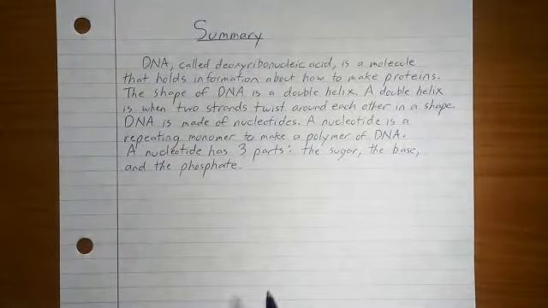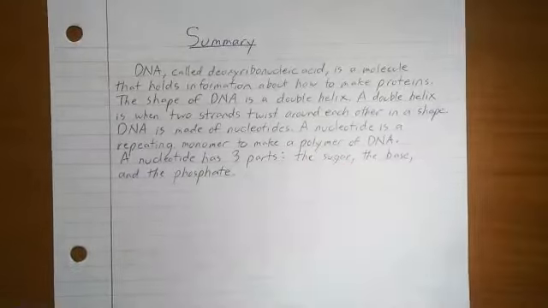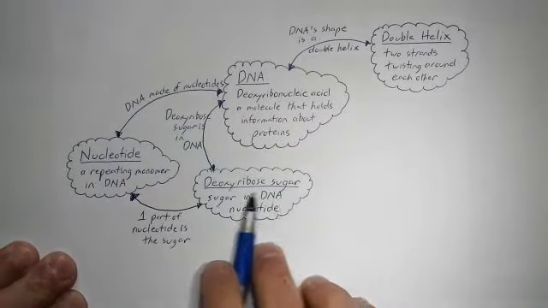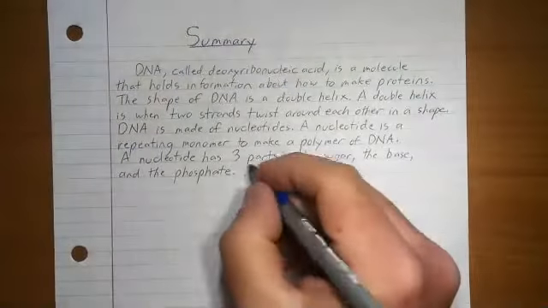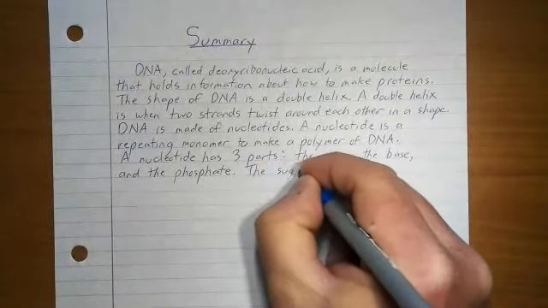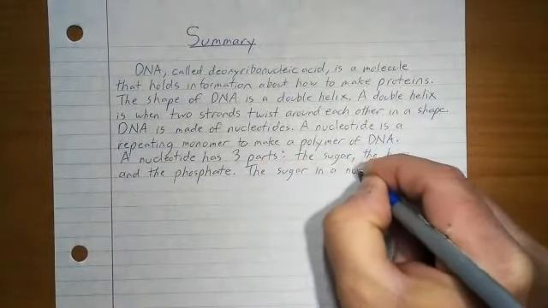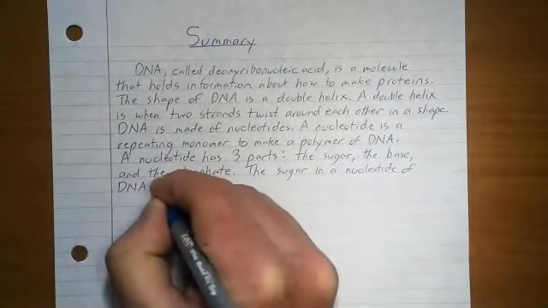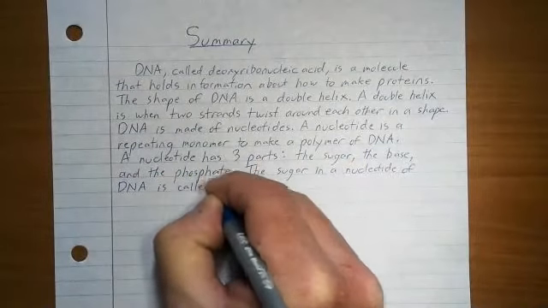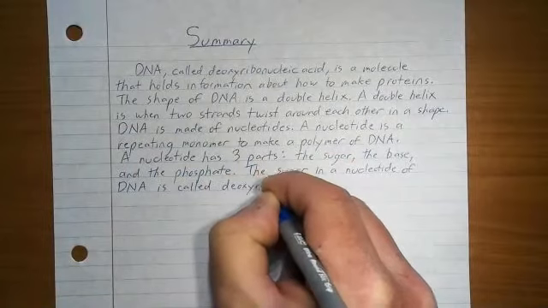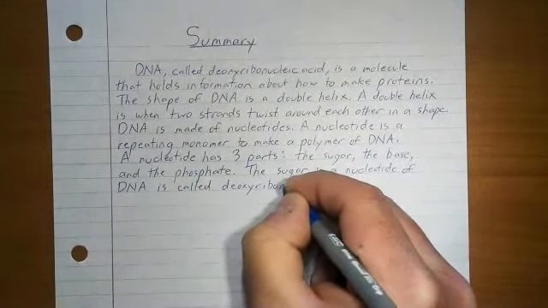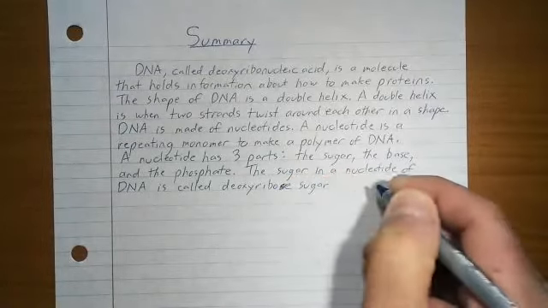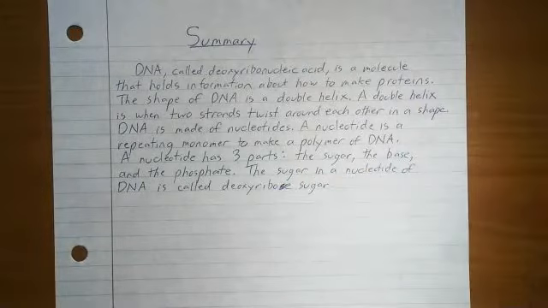Okay, so now let's talk about the sugar. And so I go back to my map and I go, all right, what am I going to talk about here? All right, so the sugar, it's called deoxyribose sugar. It's the sugar in a DNA nucleotide. The sugar in a nucleotide of DNA is called deoxyribose. Deoxyribose sugar. Okay. Good.